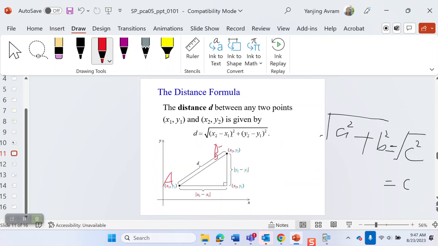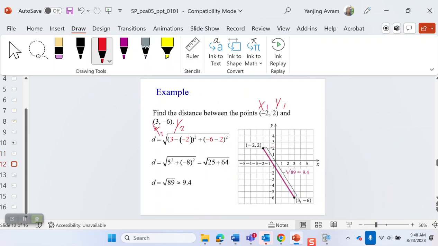All right, and this is the formula. The good news is this formula is on the formula sheet for the test. So you do have a formula sheet on the test, but you need to know how to apply it. When you do the homework, you can make your own note for the distance formula.